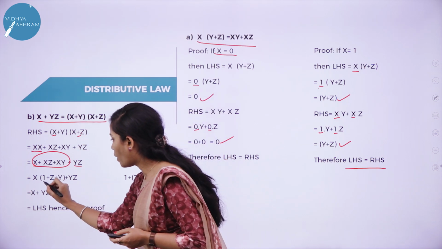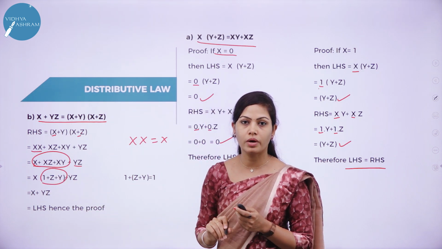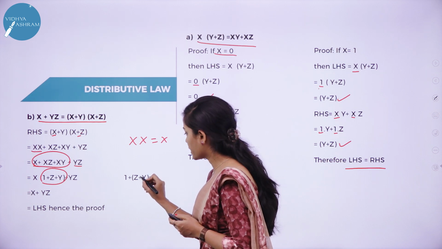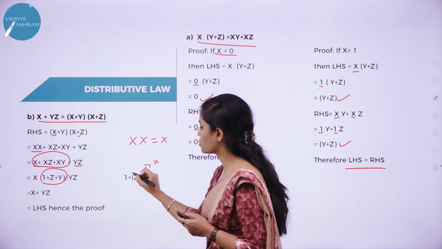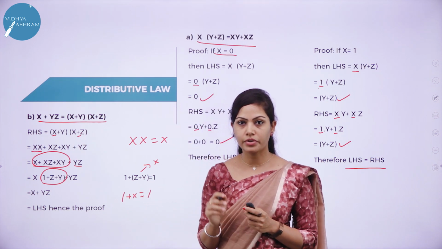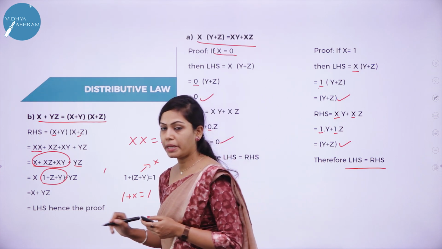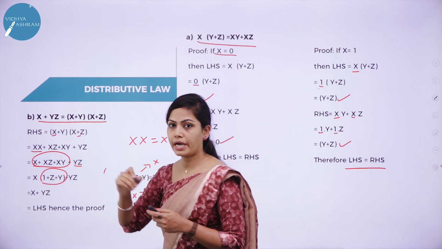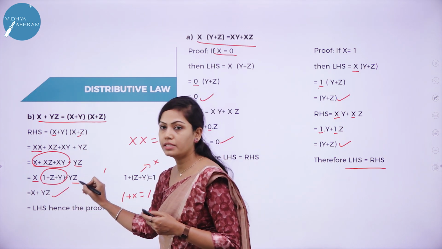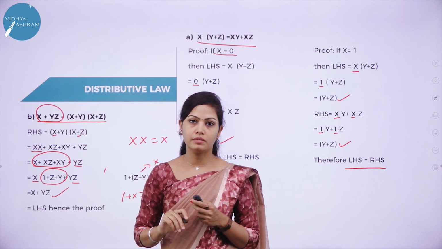In the next step, 1 plus z plus y is equal to 1. How to write this? 1 plus z plus y, I can assume this is x. So, 1 plus x is equal to 1. Already we have proved this. So, in place of 1 plus z plus y, I can write 1, and the remaining term x plus yz is your answer. x plus yz. This is your answer.